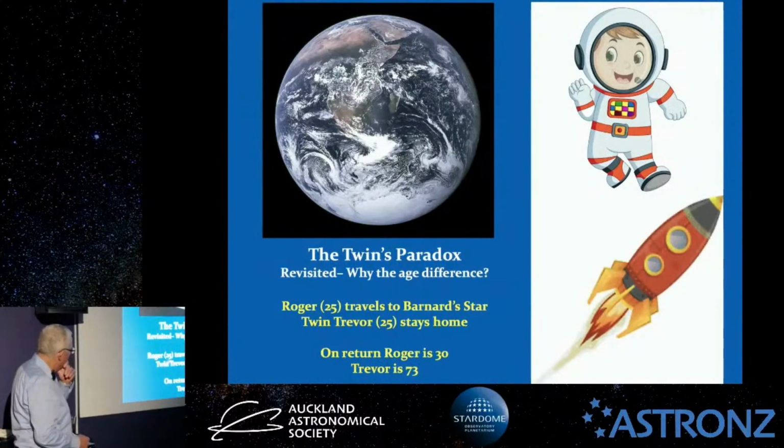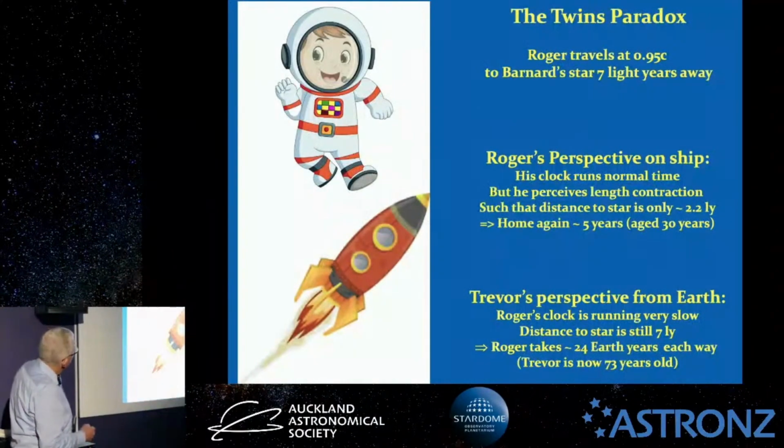So remember, Roger hopped in his ship and travelled at 0.9 times the velocity of light to Barnard star, 7 light years away, turned around, came home again. They were both 25. Roger gets back, he's only aged 5 years and Trevor's 73. What was going on there? So let's have a look at it.